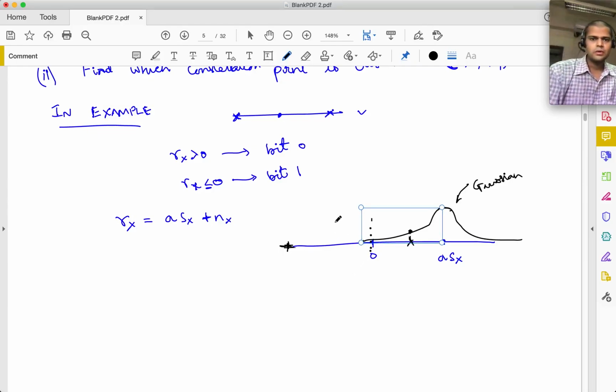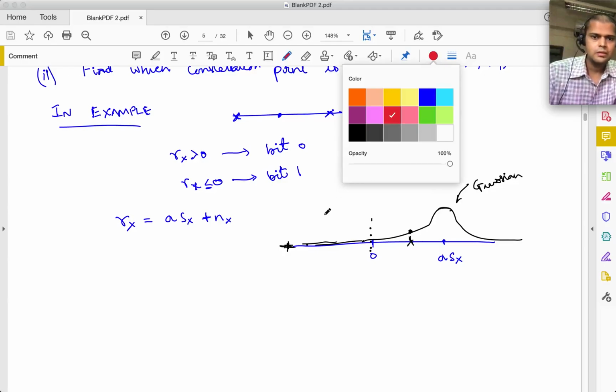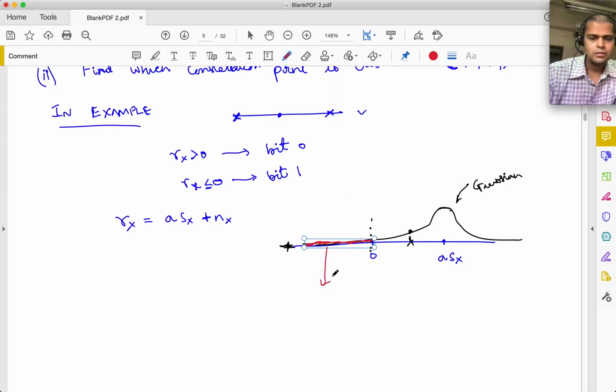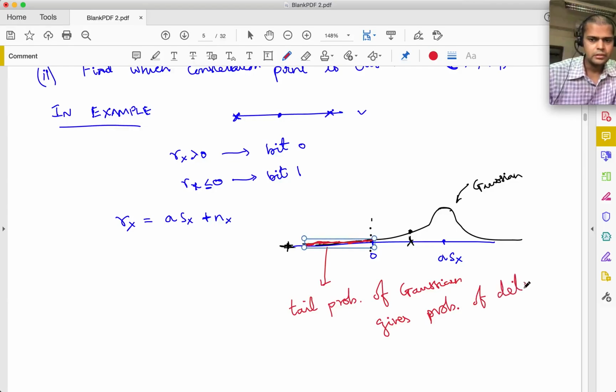So what is the probability that I get the bit in error? That means that Rx actually goes negative, and that is given by this probability. I just integrate the tail of this Gaussian. So the tail probability of this Gaussian distribution gives the probability of detecting the bit wrongly.